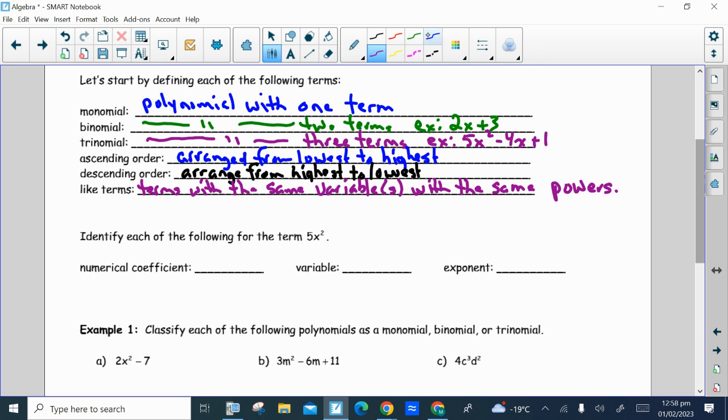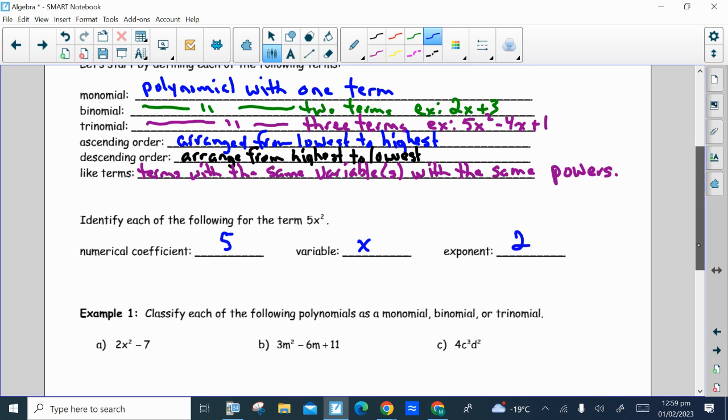So this next one, we've got this term 5x squared, and we're asked to identify these different pieces. The numerical coefficient is the number in front of the variable. We have a variable of x here, so that goes in the variable space. The number in front is known as the coefficient. And the exponent is the power on the variable, which in this case is 2. That's an x squared.